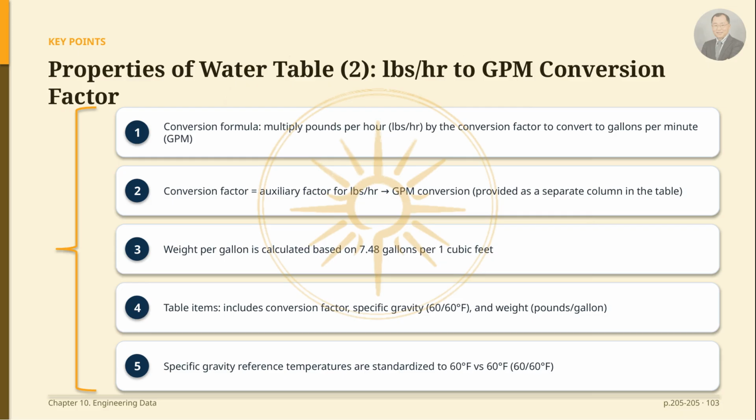Here, the weight per gallon is calculated based on the standard of 7.48 gallons per cubic foot. The table organizes this conversion factor alongside the specific gravity at 60 degrees Fahrenheit and the weight expressed in pounds per gallon. Therefore, when you have mass flow data in the field, you can immediately convert it to volumetric flow with a single multiplication using the factor from this table.